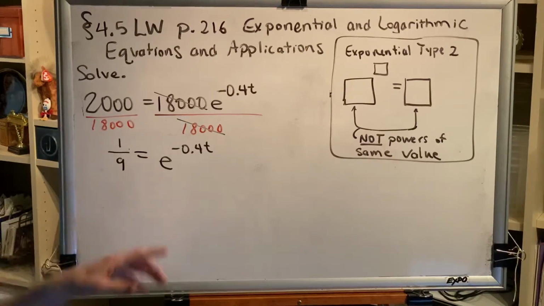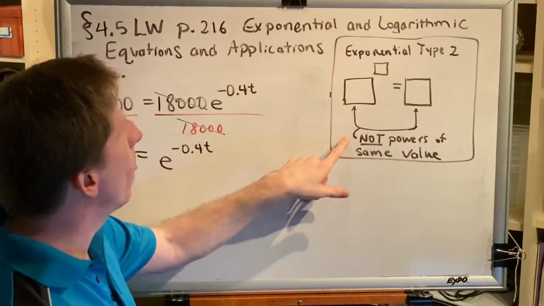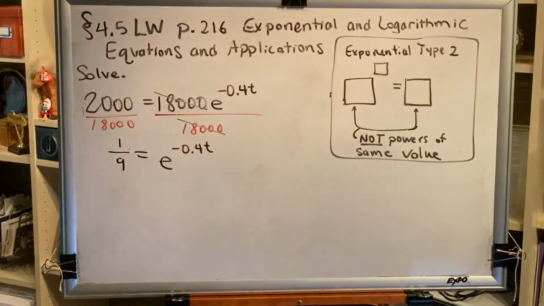All right, so you could write 1/9 as 3 to the negative 2 power, but there's no way you're going to make the 3 and the e have a common value. This is definitely a type 2 problem. The two numbers here are not powers of the same value. So we need to use a logarithm to solve this problem.